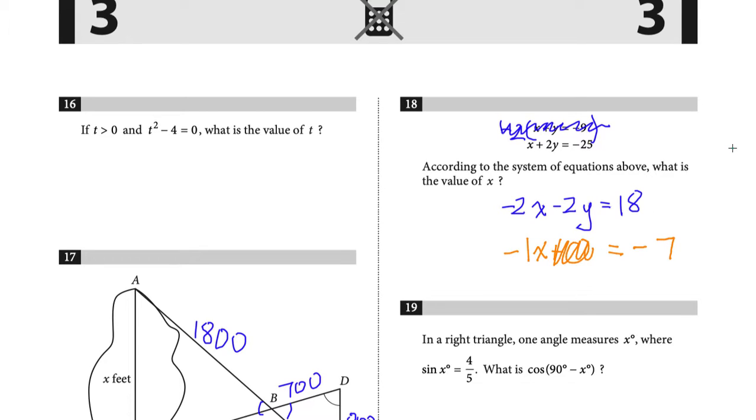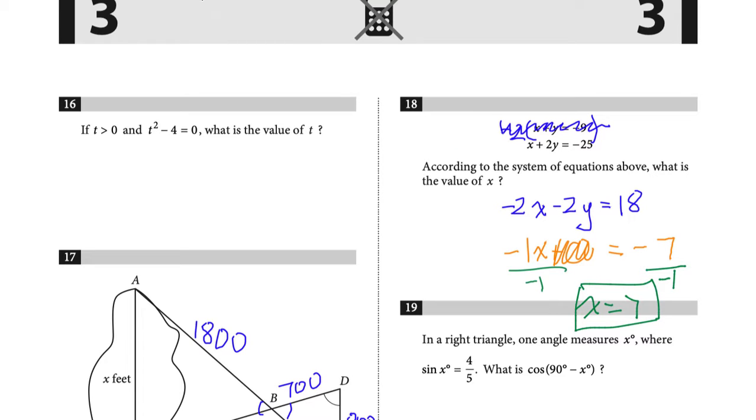And finally, I need to solve for x. Right now I have negative 1x. I just want regular 1x. What do I do to both sides? Andres? So you divide both sides by -1. By -1, and I get x is equal to 7. There it is.